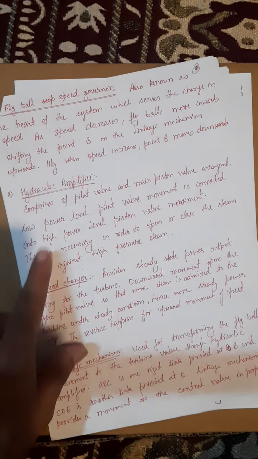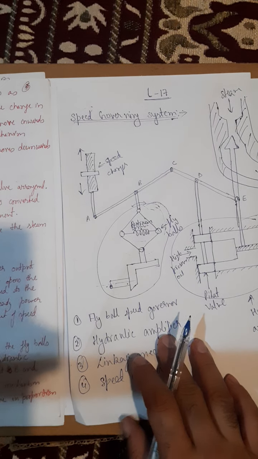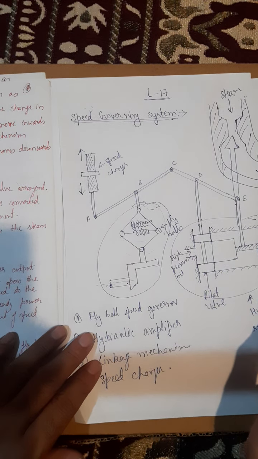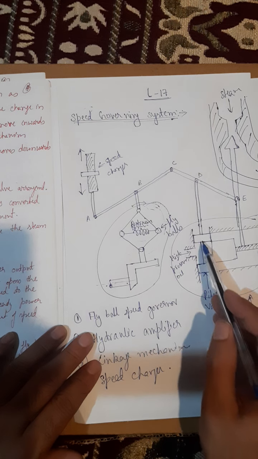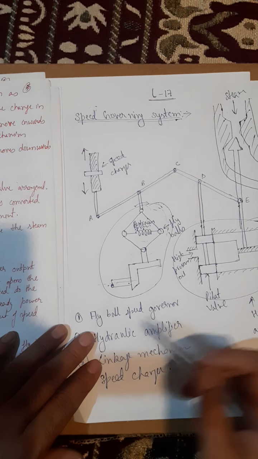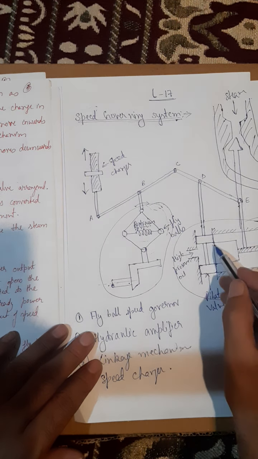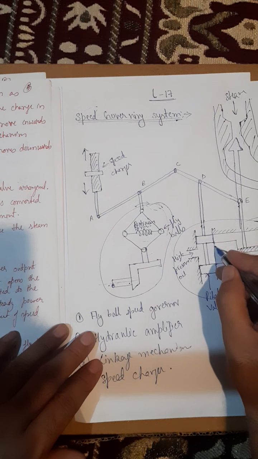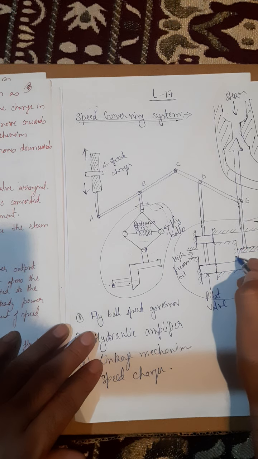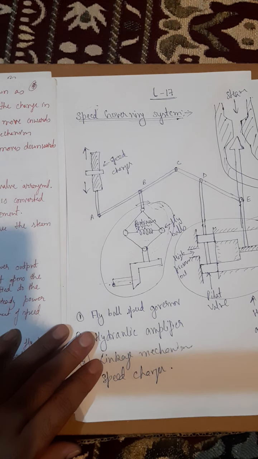Now the second component is the hydraulic amplifier. What does this hydraulic amplifier do? Basically, if you see, it comprises a pilot valve. This is the pilot valve. And this is the main piston valve arrangement. So it comprises a pilot valve and a main piston valve.